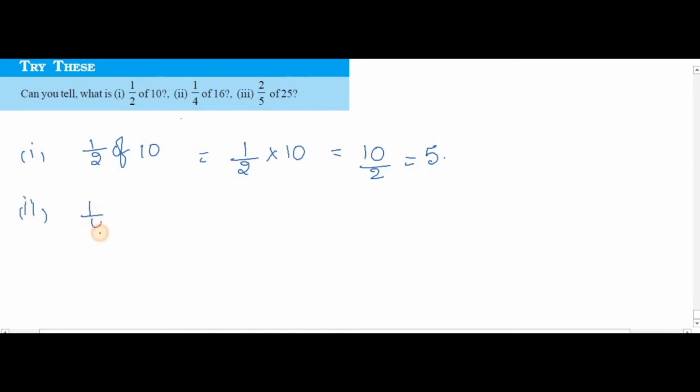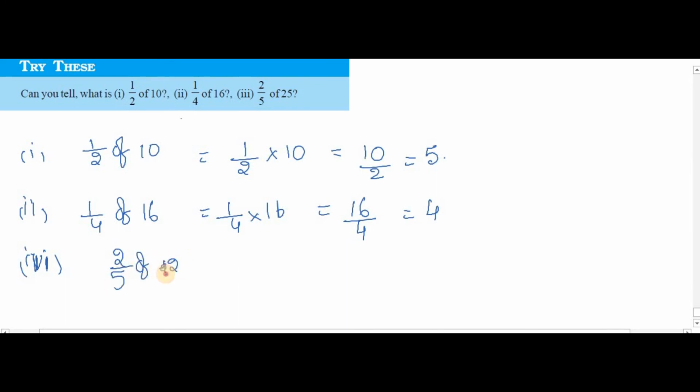Now in the same way 1/4 of 16. 1 by 4 into 16. 16 ones are 16 by 4. So 4. A quarter of 16 is 4. Now the third question. 2/5 of 25. 2 by 5 into 25. 25 twos are 50 by 5. 5 tens are 50. So here we got whole numbers after cancellations, right? In the same way we'll try to solve some more questions, students.